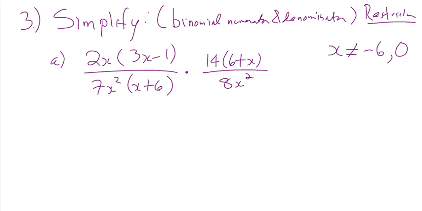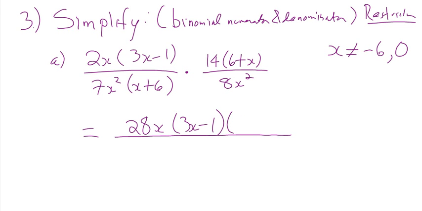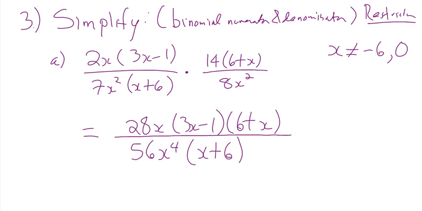Okay, so what are we going to do? Well, what we're going to do is put this together. I'm going to go 2x times 14. I'm going to get 28x. I am not going to multiply the factored forms together, right? That's the last thing I want to do because I want to see if these guys will cancel. On the bottom, we're going to get 56 x to the 4th and an x plus 6. Okay, so we're going to multiply the monomials together into a single term. Then we'll go back and we'll cancel later.